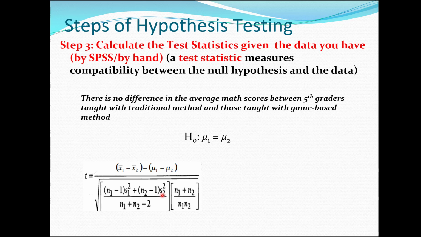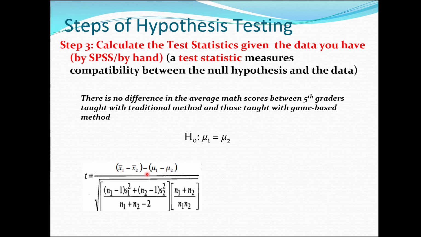In other words, all these numbers, N1, N2, S1, S2, all these numbers are known. They can be calculated from the data you collected from your samples. So all these numbers are known for the denominator. For the numerator, you know x1 bar and you know x2 bar, which can be calculated from your data.